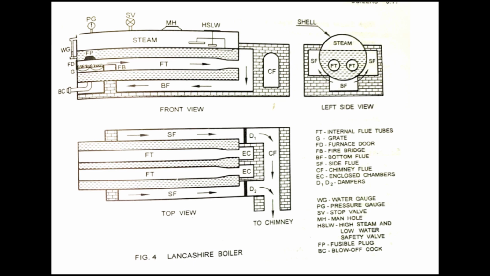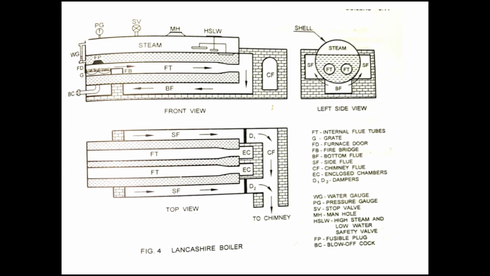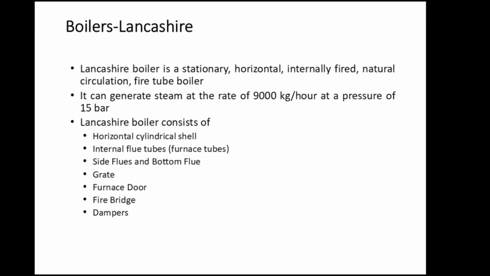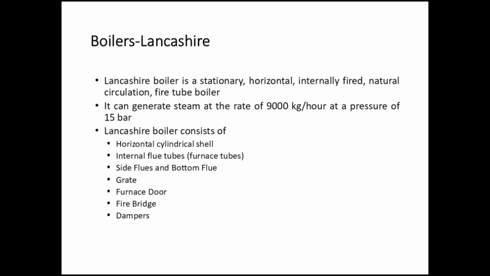Lancashire boiler diagram. The diagram shows the front view, top view and the left side view of the boiler. Boilers, Lancashire. Lancashire boiler is a stationary, horizontal, internally fired natural circulation fire tube boiler. It can generate steam at the rate of 9000 kgs per hour at a pressure of 15 bar.